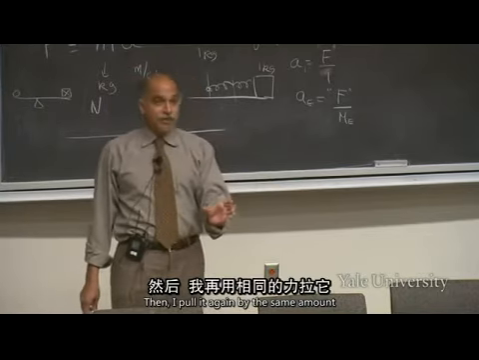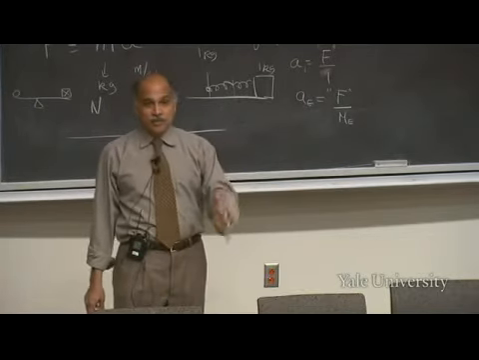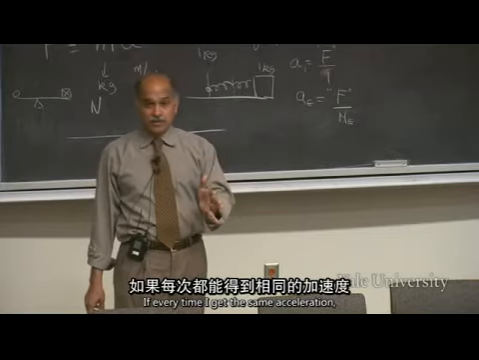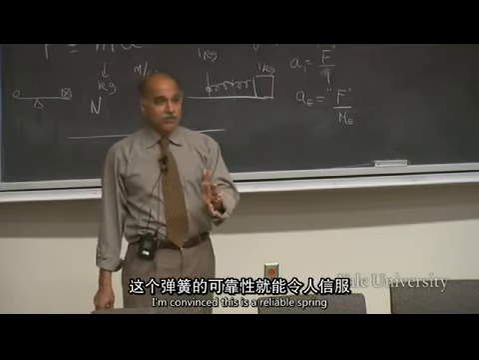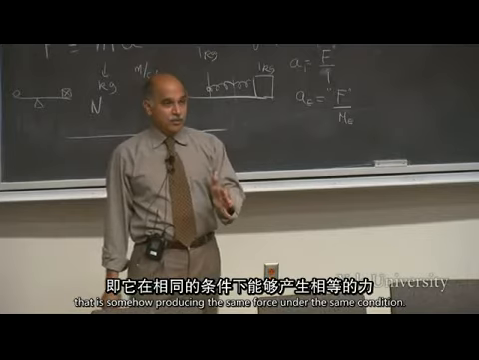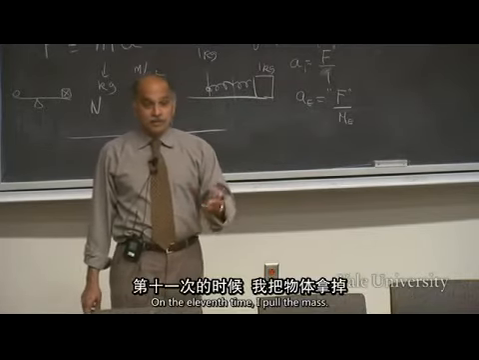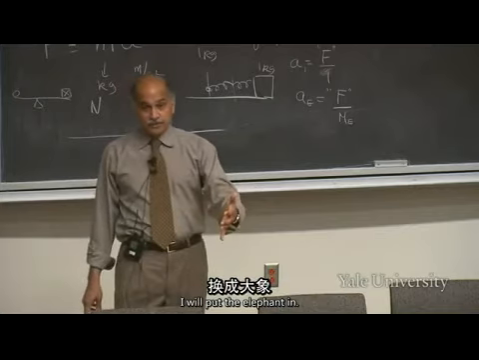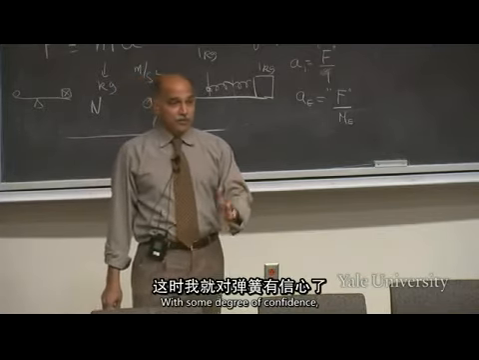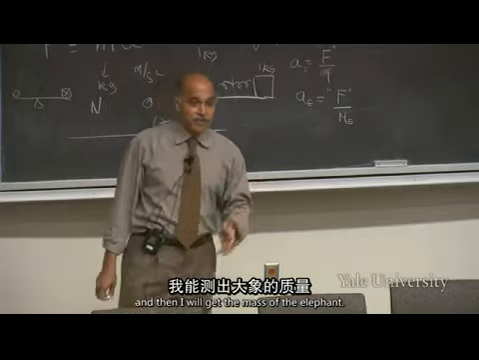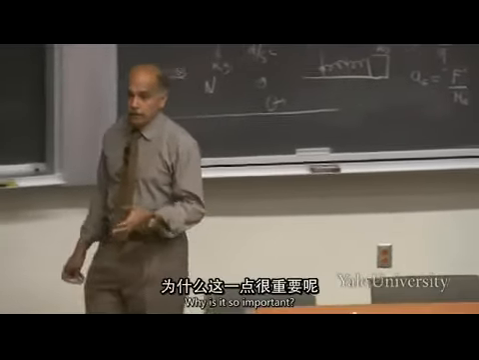Then I pull it again by the same amount and let it go. I do it 10 times. If every time I get the same acceleration, I'm convinced this is a reliable spring that is somehow producing the same force under the same condition. On the 11th time, I pull the mass out and put the elephant in. I have some degree of confidence I'm working with a reliable spring, and then I will get the mass of the elephant.